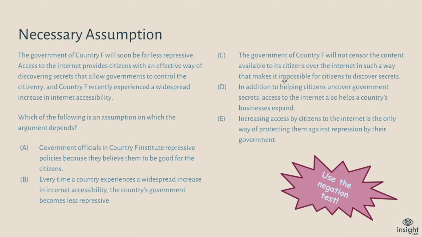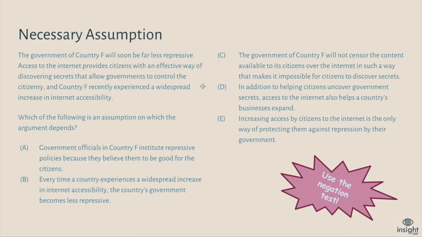Okay, let's take a look. Which of the following is an assumption on which the argument depends? Okay, tells us we're doing necessary assumptions. The government of country F will soon be far less repressive. Access to the internet provides citizens with an effective way of discovering secrets that allow governments to control the citizenry, and country F recently experienced a widespread increase in internet accessibility.